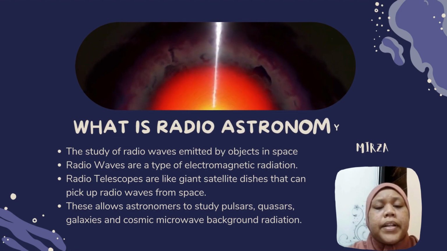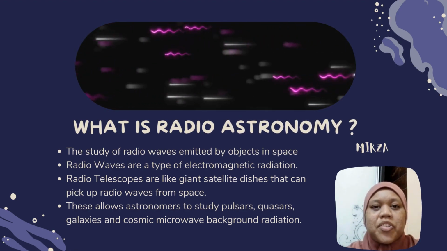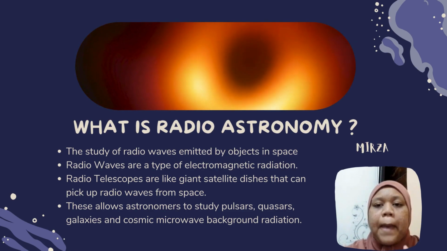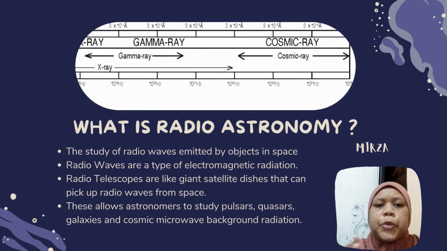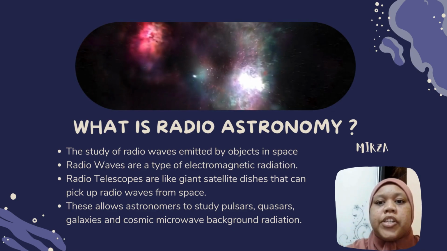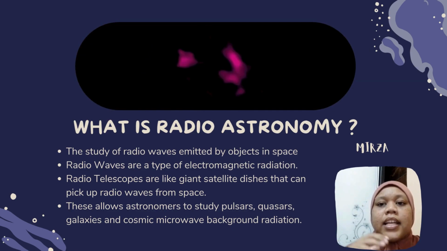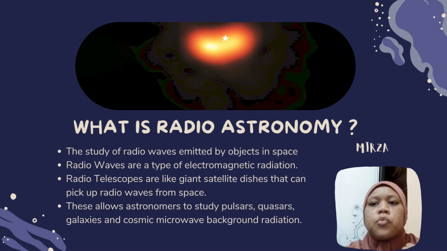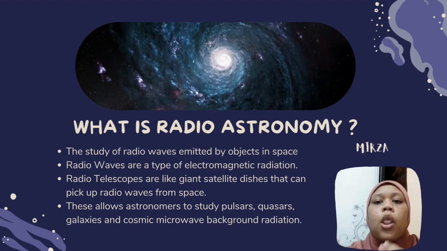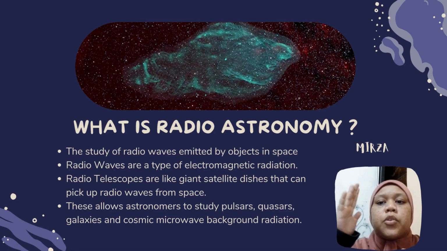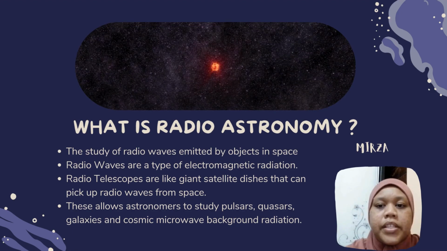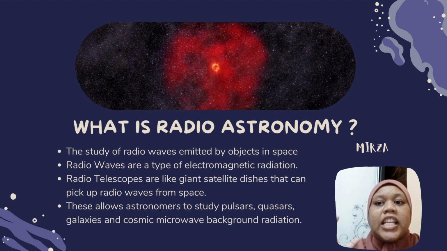Before that, I will explain a little bit about our topic, which is radio astronomy. What is radio astronomy? The study of radio waves emitted by objects in space. To really understand, radio waves are a type of electromagnetic radiation. Just like visible light, they can be described by a sine wave, which is a type of periodic waveform. Because radio waves have such long wavelengths, they can pass through obstacles like walls and even our atmosphere, which is why we use them to study objects in space.